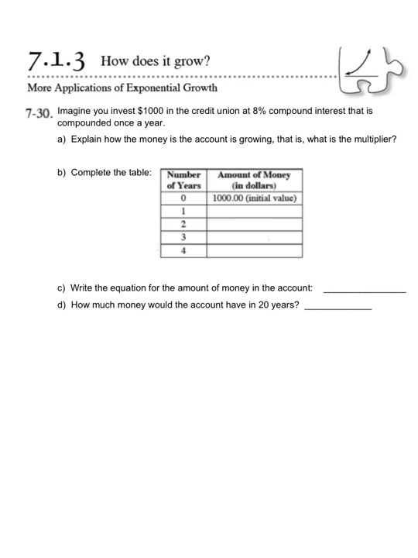Imagine you invest $1,000 into the credit union at 8% compounded interest that is compounded once a year. Explain how the money in the account is growing. That is, what is the multiplier?